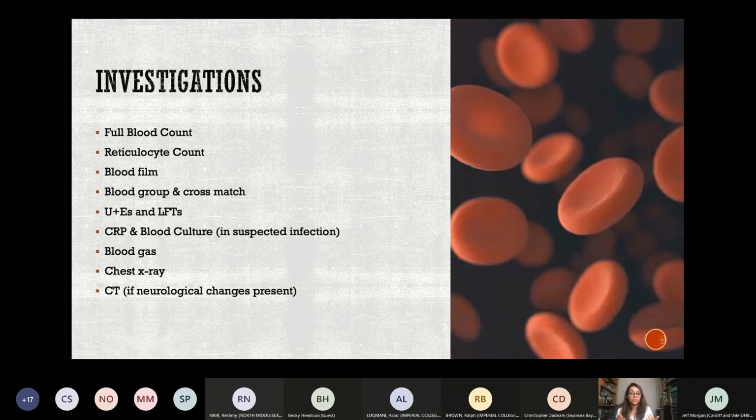Investigation wise, you want to do a full blood count, reticulocyte count, blood film, alert your blood bank about their blood group, cross match, U&Es, LFTs and a CRP, and blood culture if you think there's any sort of infection in the background. Blood gas, a capillary blood gas, really useful, really quick. And in terms of imaging, chest x-ray plus a CT if you think there's been any sort of neurological decline.